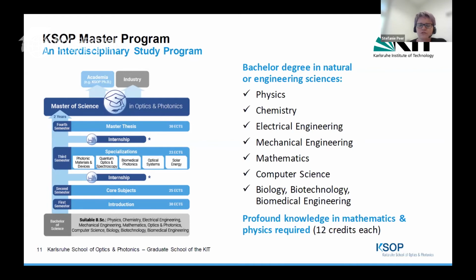In the 3rd semester, you choose your specialization from one of those 5, from photonic materials and devices, quantum optics and spectroscopy, biomedical photonics, optical systems, or solar energy. And then in the 4th semester, you can do your master thesis. And there, once again, for some people, they decide to combine their internship with a master thesis. Others decide to do their master thesis at a research institution. The choice is yours. And after that, after 4 semesters, you finish with a Master of Science in Optics and Photonics, and you are well prepared to either continue a career in academia, do a PhD, or move directly into industry.